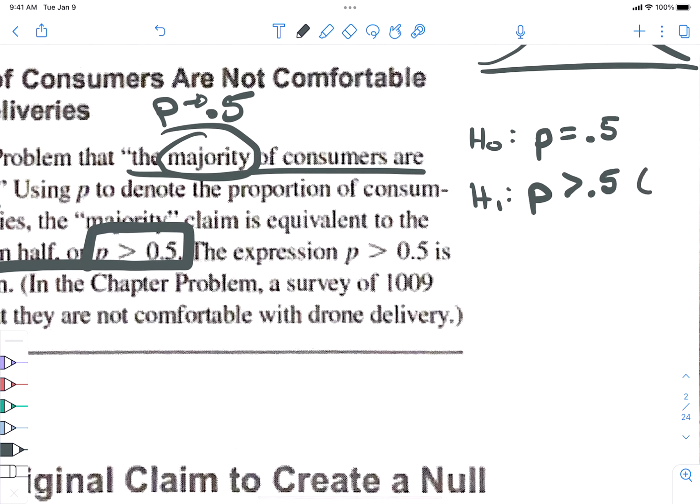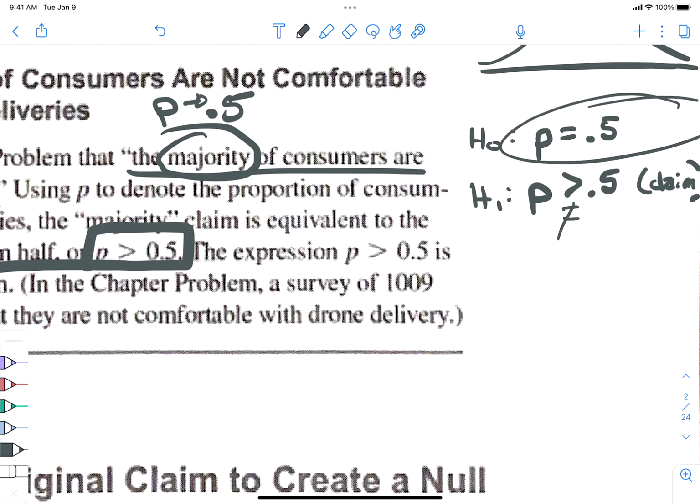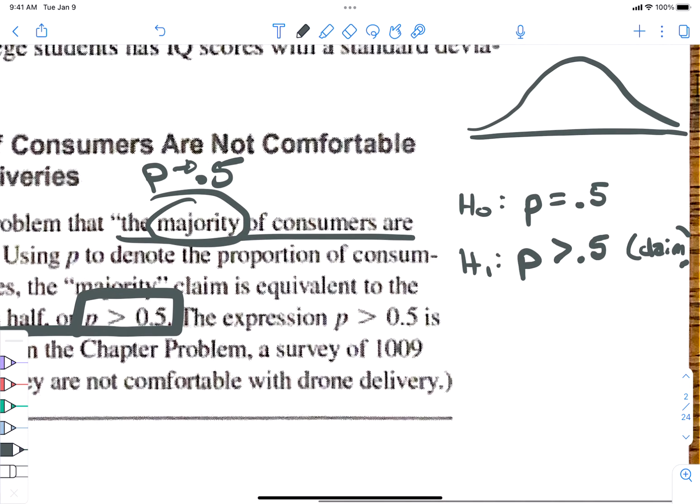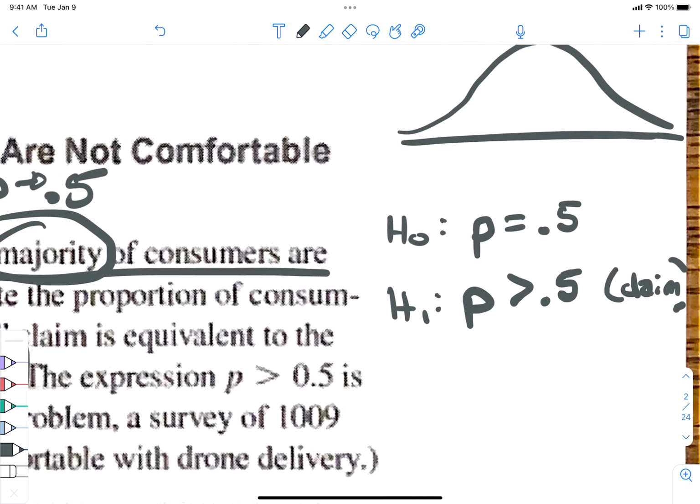Now, does your claim always go with the second one? No, a claim does not always go with the second one. If they would have said P equals, then we would have said our claim went up here and probably put not equal to down here, right? But since they're saying greater than, we're going to say our claim is the bottom one. Now, that tells me that this is how many tails?